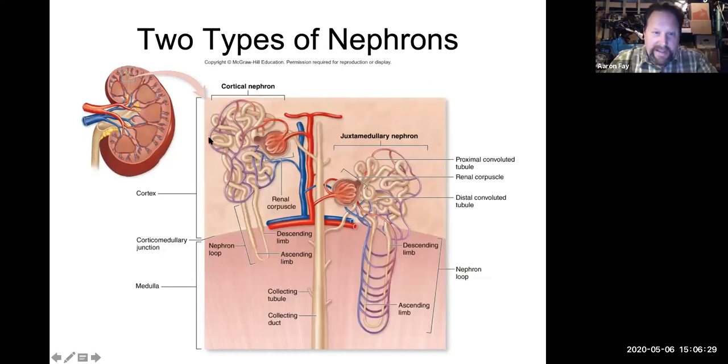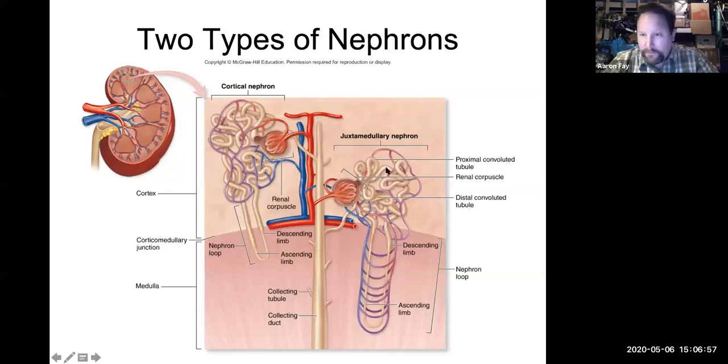So over here, we have our cortical nephron, by far the most common. It's got a proximal convoluted tubule, a distal convoluted tubule, and it has a nephron loop. And note, the nephron loop is short, but it does go down into the medulla. So this line here is your corticomedullary junction, up here is cortex, down there is medulla.